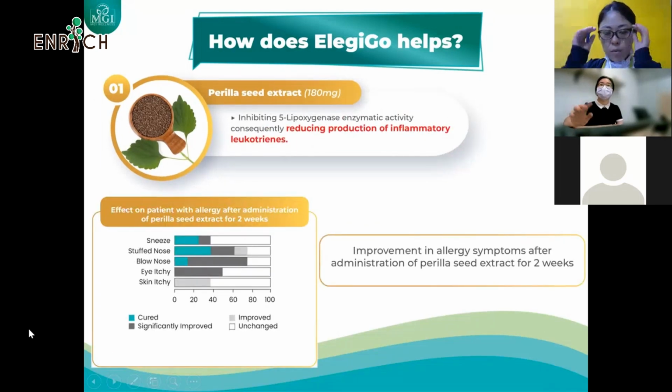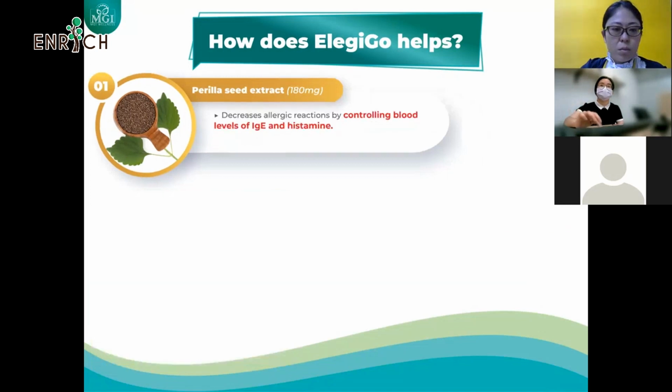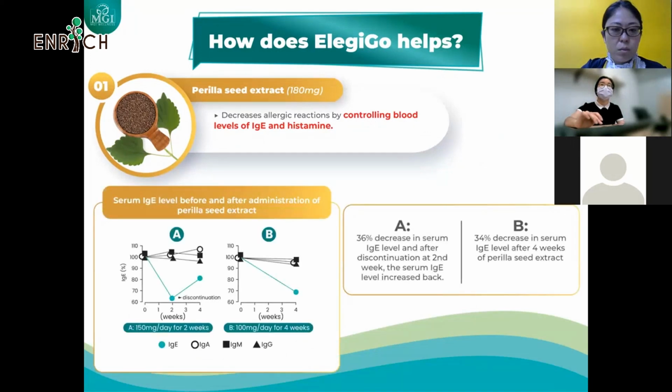So as shown by Dr. Shimoda's slide earlier, that perilla seed extract actually helps improve allergy symptoms after administration of the extract for 2 weeks. Then it also helps to decrease allergic reaction by controlling the blood levels of IgE and histamine. So this is also shown by the slides from Dr. Shimoda earlier. There is a 36% decrease in serum IgE level.